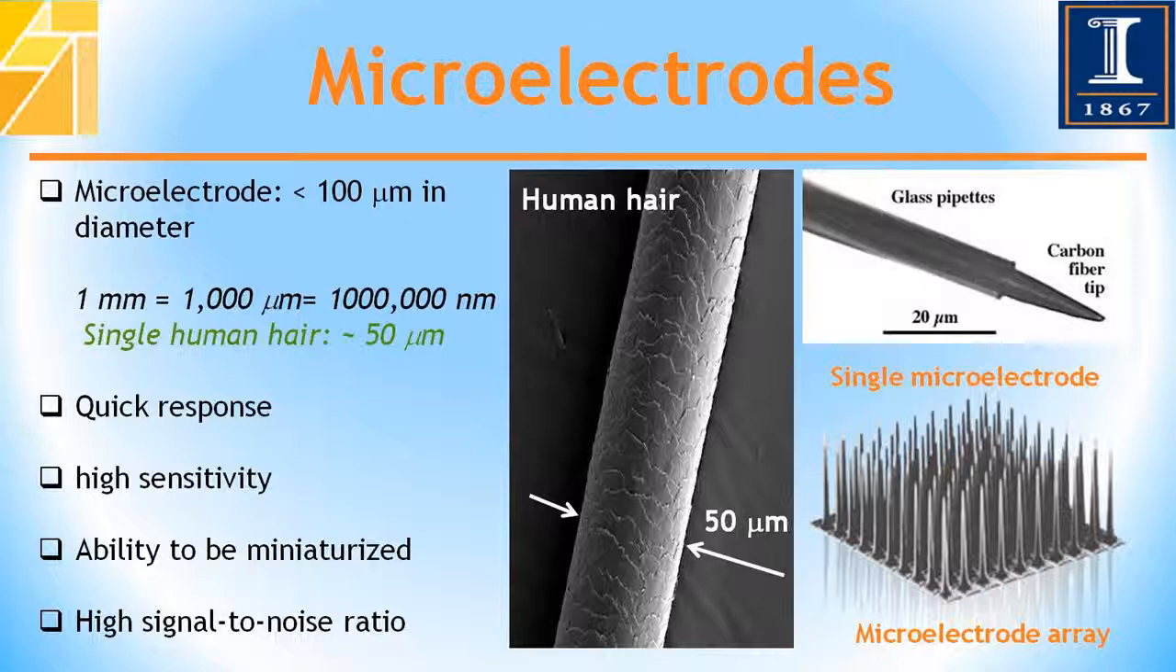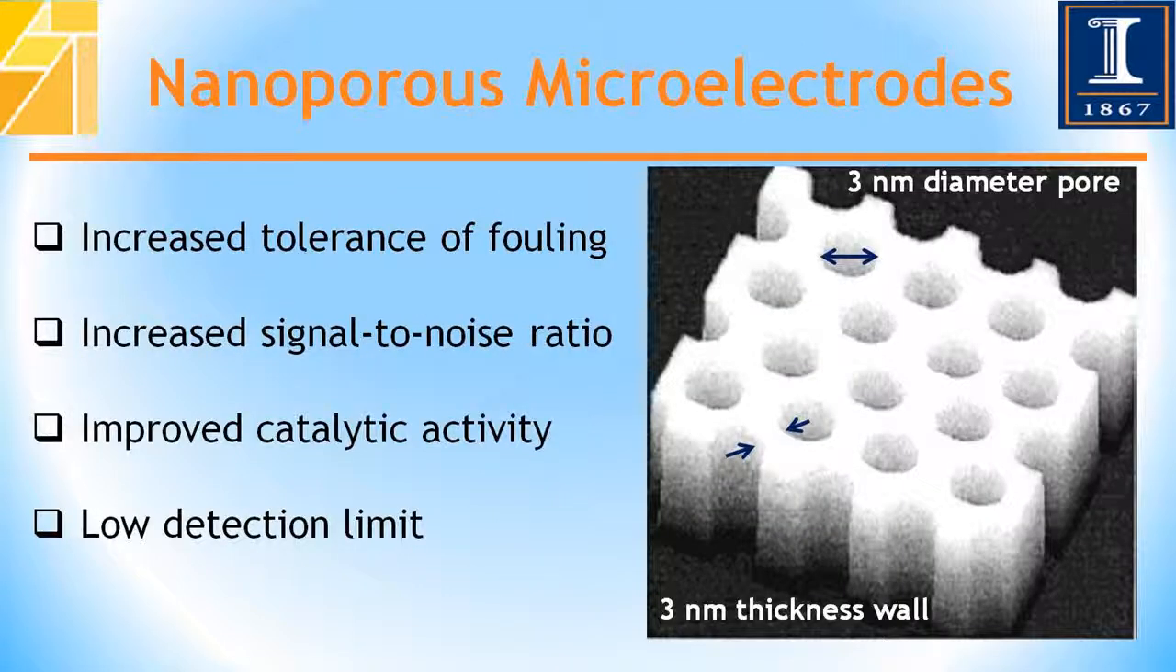Today, microelectrode becomes smaller and smaller, but the smaller the electrode, the more likely the electrode gets folded. My strategy is to develop a nanoporous microelectrode. The nanoporous microelectrode has a high folding tolerance.